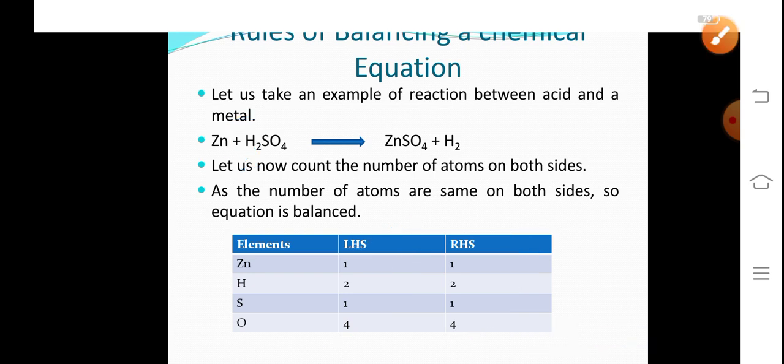So here all the elements of the chemical equation are same in number. So the given equation is balanced. As the number of atoms are same on both sides, the equation is balanced.